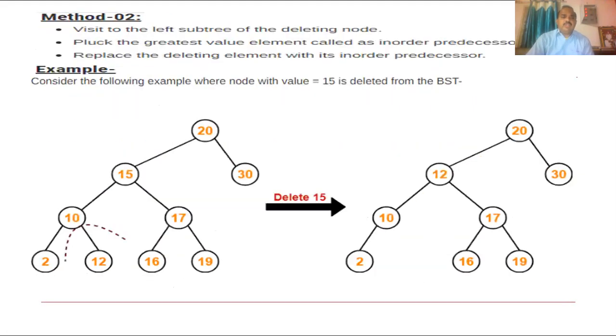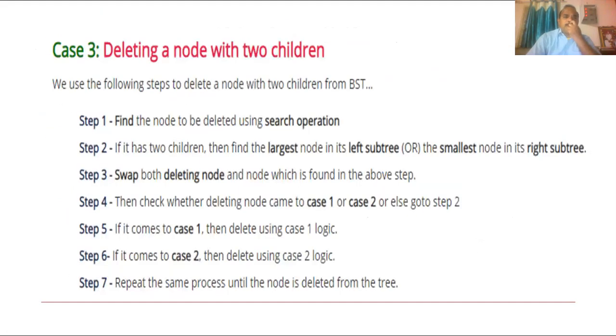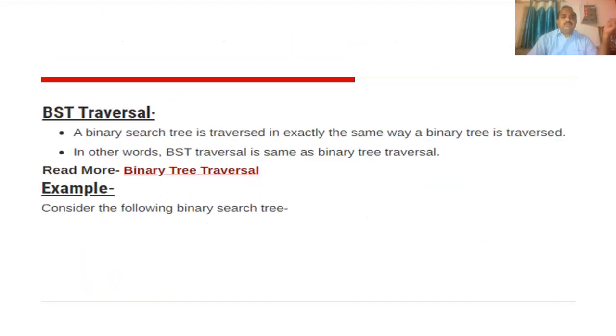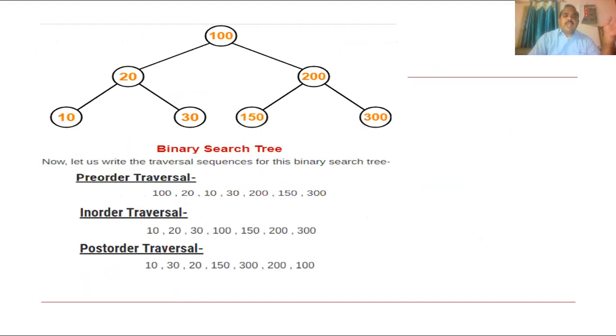Next one is deleting a node with two children. Next are binary search tree traversals, and binary search tree traversals are also binary tree traversals. There is no difference, and you should use the same algorithms. There are three types of binary search tree traversals: in-order, post-order, and pre-order tree traversal.